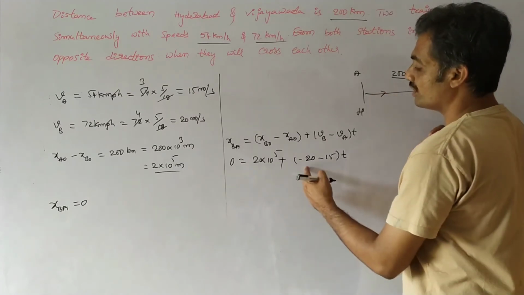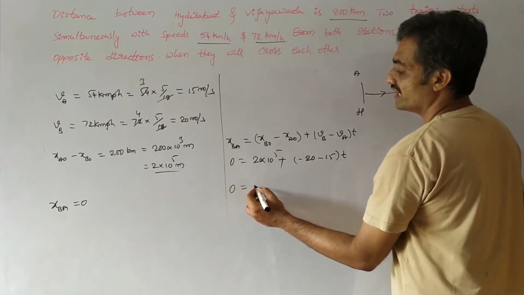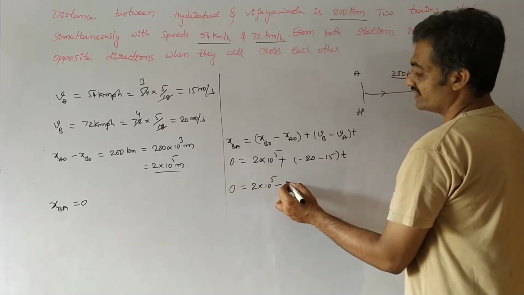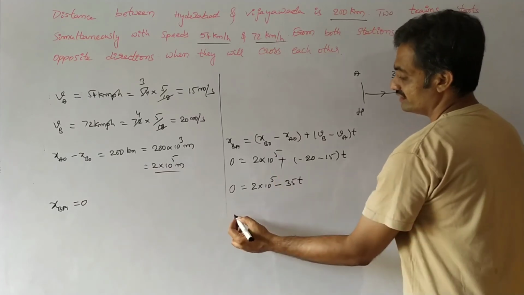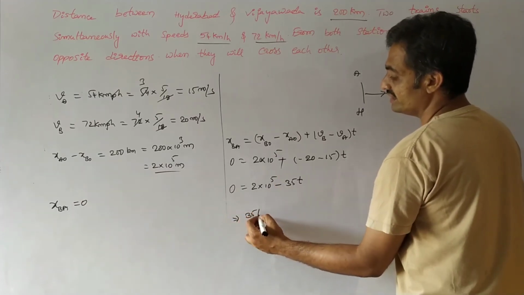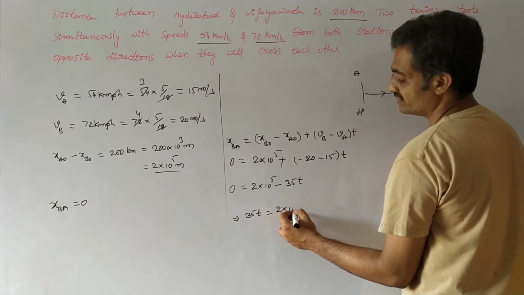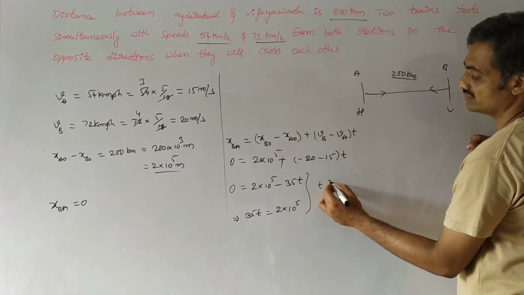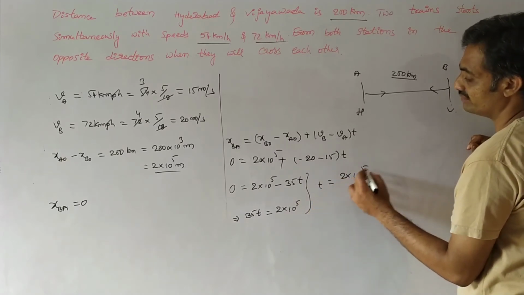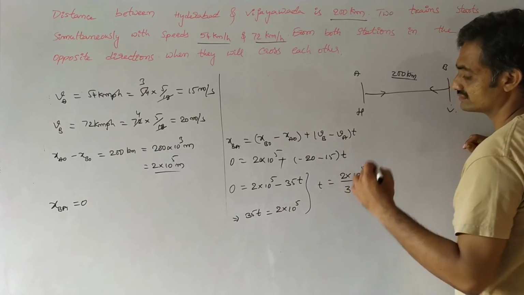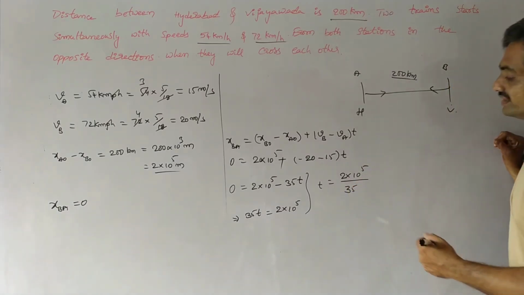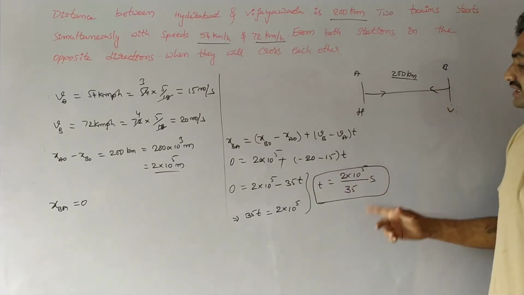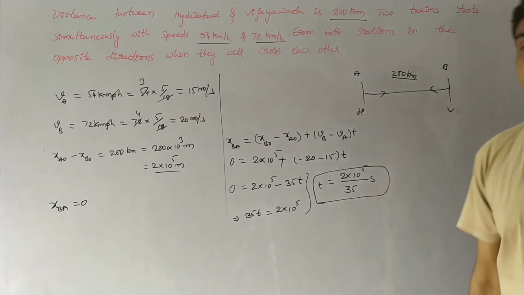Train B is traveling in the opposite direction, as we have represented. Based on that, we have 2 into 10 to the power of 5 plus minus 20 minus 15, nothing but minus 35 T. Then we can write 35 T is equal to 2 into 10 to the power of 5. Bringing this to the other side, time T is equal to 2 into 10 to the power of 5 by 35 seconds. This is the time taken by the trains to cross each other. Take a screenshot and we will continue.